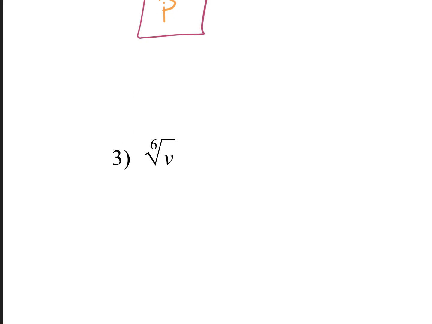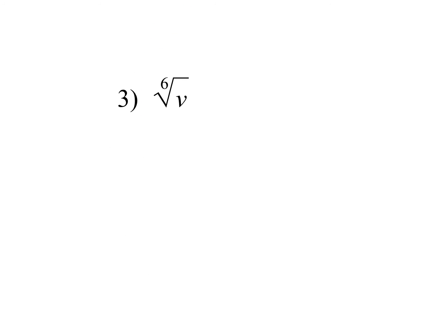Let's do one more. So let's look at number 3. So we're going to have b to some exponent up here. What do you think our denominator of that exponent is? 6. Perfect. Our index goes in the denominator. So whatever number is out front goes to the bottom. What's going to be on top?